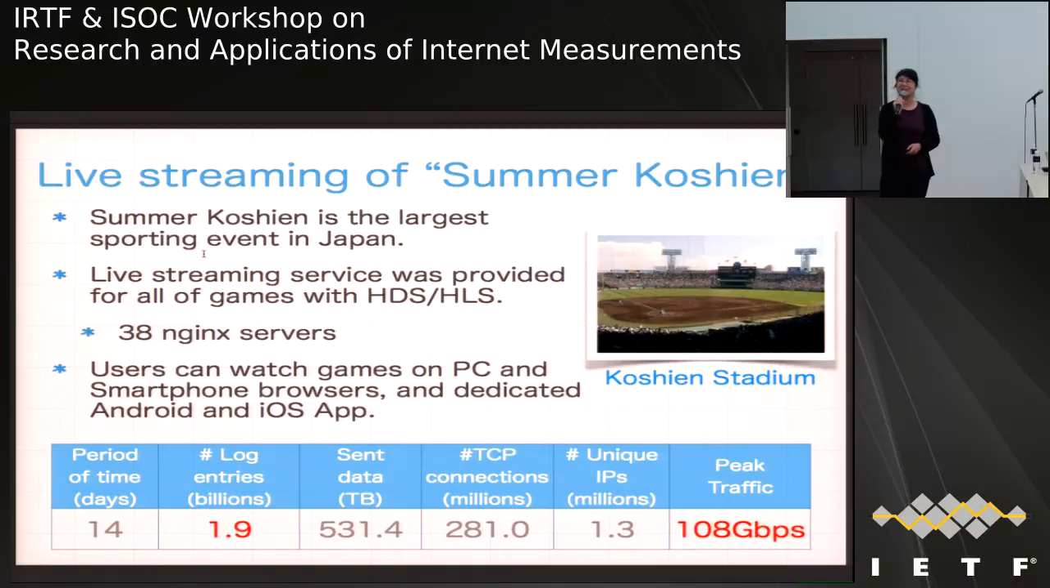Asahi Broadcasting Corporation and IIJ provide the HTTP live streaming service for Summer Koshien. Last year, 38 NGINX servers were used, the total number of requests was 1.9 billion, and peak traffic was 108 Gbps. It was recorded during the final game.